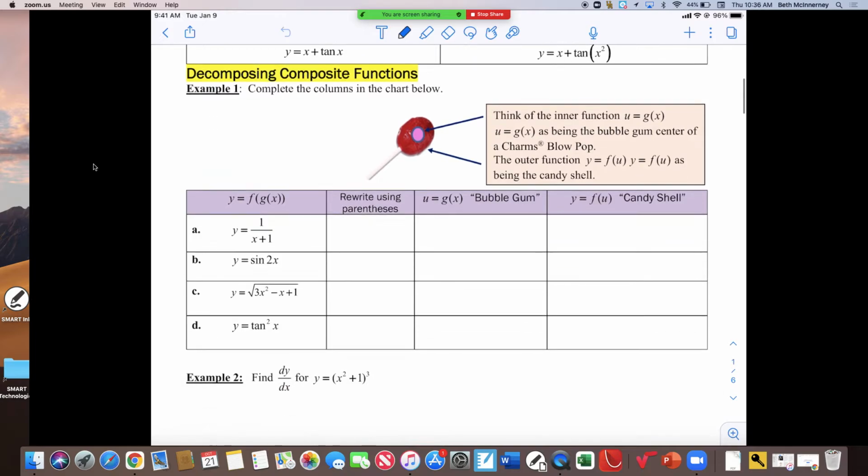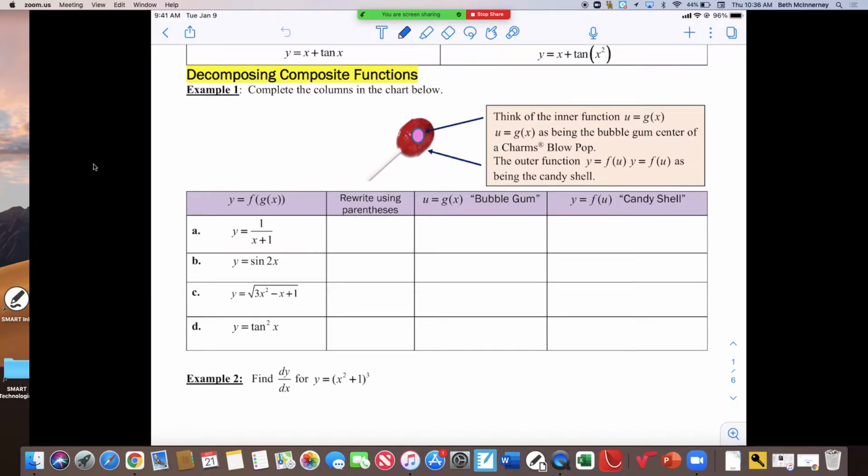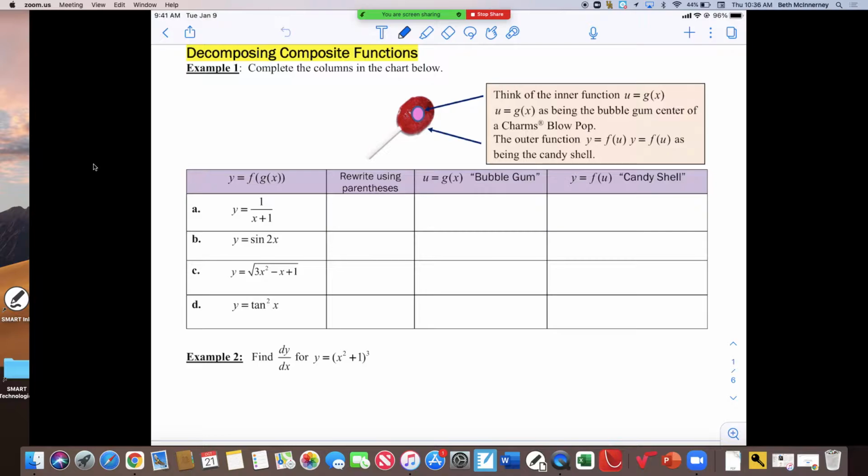All right, here we go. I'm really going to break this down. Okay, I'm breaking it down to the simplest parts for you. So in this table, it says complete the columns in the chart below. In letter A, I have y equals 1 over x plus 1. We want to know how you would rewrite this using parentheses. I could rewrite this as y equals x plus 1 to the negative 1.